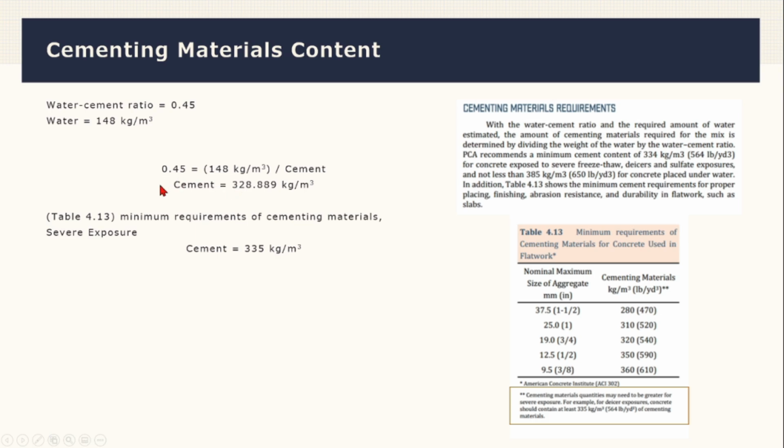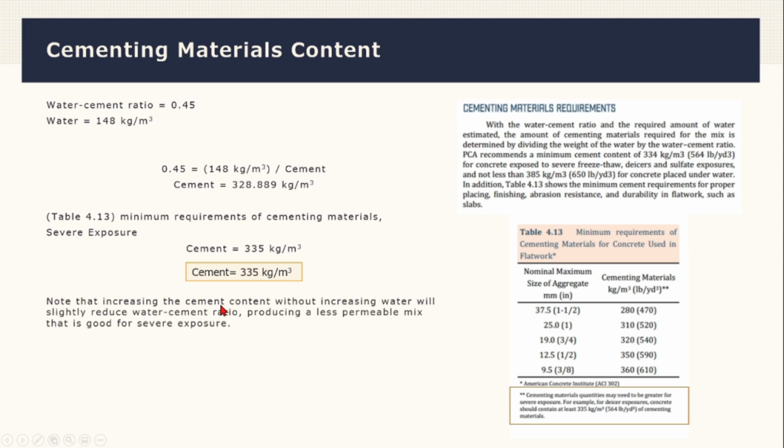What's next is to check if the cement here passed the requirement. If we take a look, 328.889 is less than the minimum. Therefore, this 335 will be used. And take note that increasing the cement content without increasing water will slightly reduce the water-cement ratio, producing a less permeable mix that is good for severe exposure.